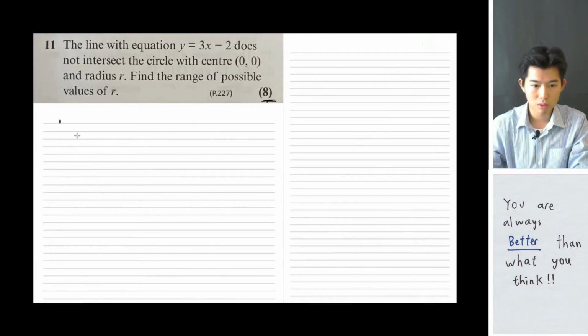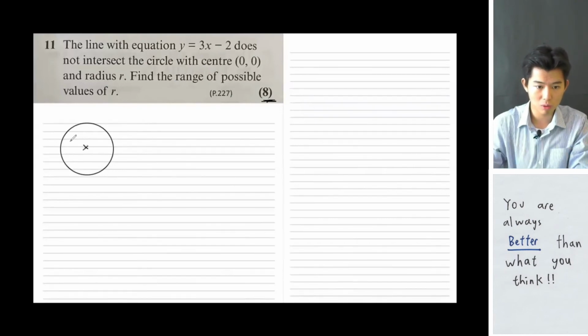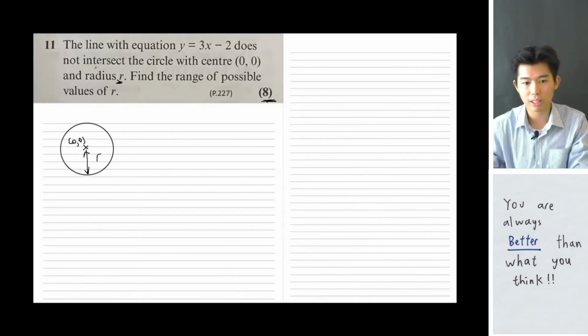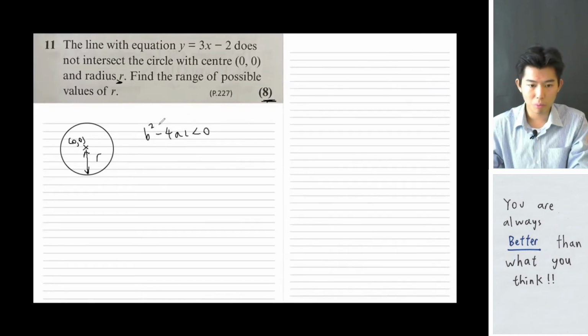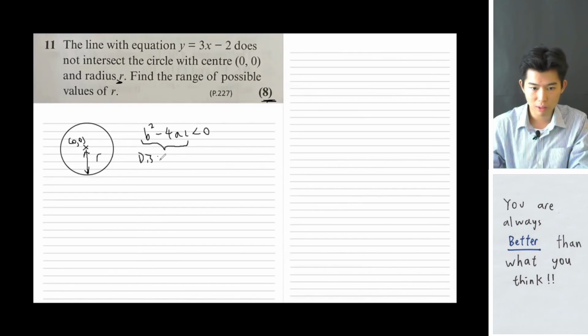Okay, so basically the circle would look something like this. This one here would be (0, 0), and the radius would be r, and that is what they want us to find. They want us to find the range of the possible values of r. If they do not intersect the circle, basically there's no solution. And if there's no solution, then b squared minus 4ac would be less than 0, where b squared minus 4ac is the discriminant.